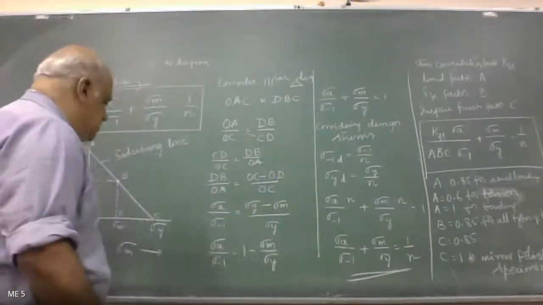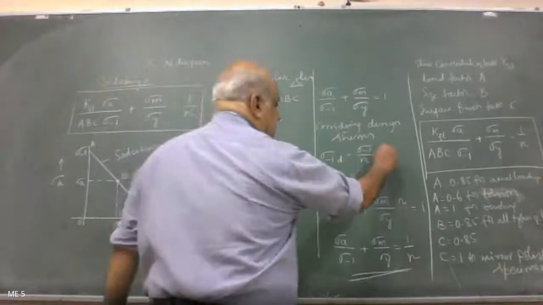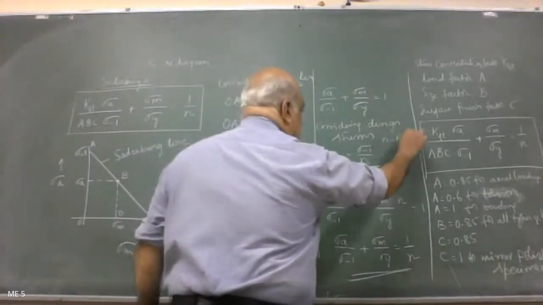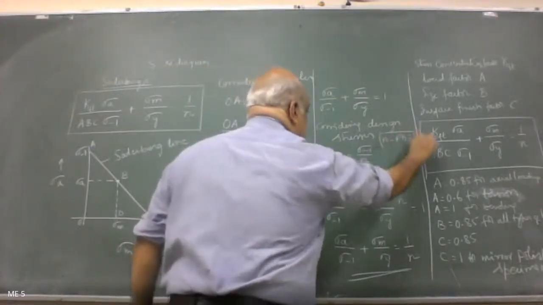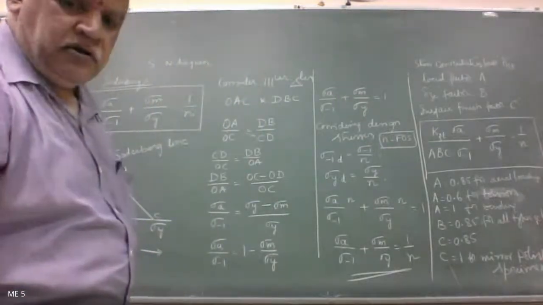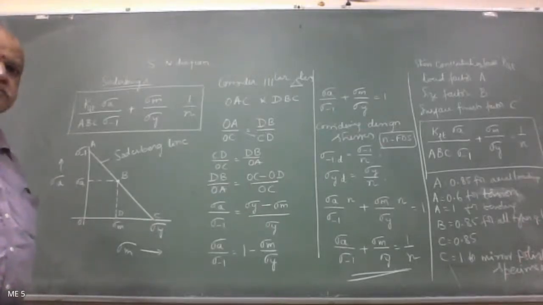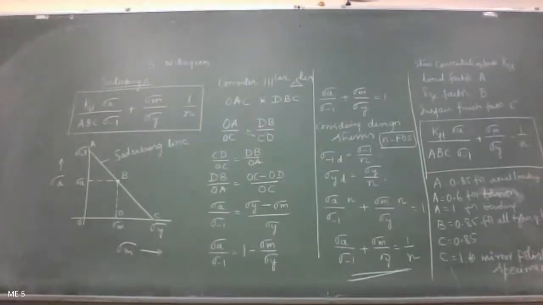And where n is equal to what? N is equal to factor of safety. Okay? N is equal to factor of safety. Is it okay? Are you there? Please note down the derivation completely. Is it visible in total? Yes, sir. Please note down step by step.